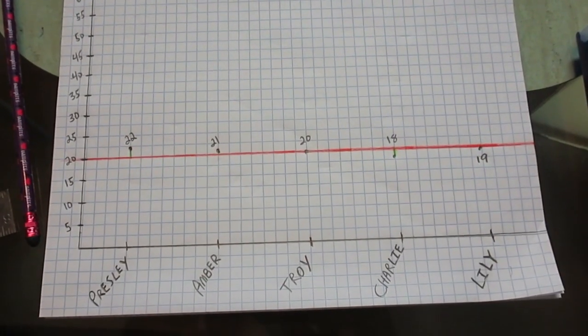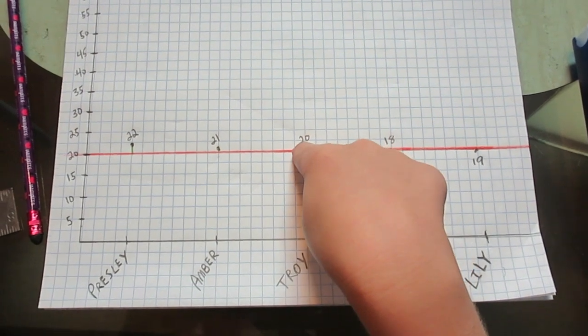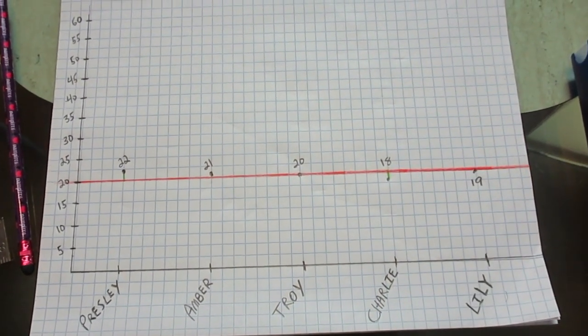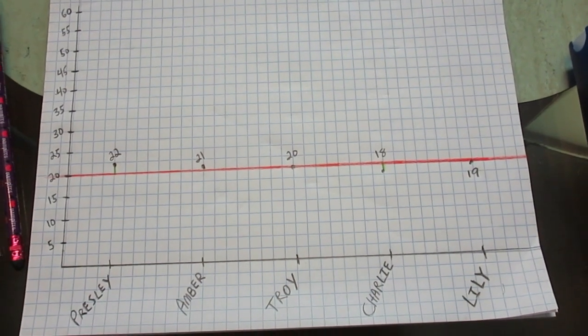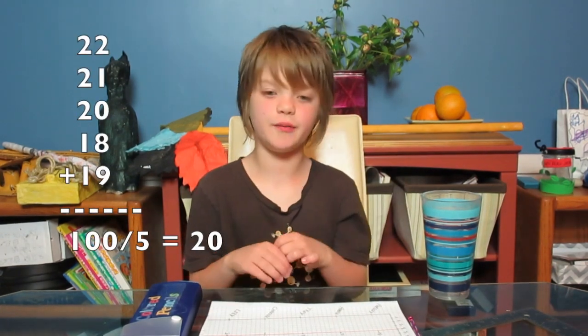Me and 4 of my friends have a bunch of Pokemon. I have 22, Amber has 21, Troy has 20, Charlie has 18, and Lily has 19. We graphed that out here on this piece of paper so it's easier for you to see. If we want to calculate the mean, we add these numbers together and divide by 5. When you add these together, you get 100, and when you divide them by 5, you get 20. The mean number of Pokemon that me and my friends have is 20.